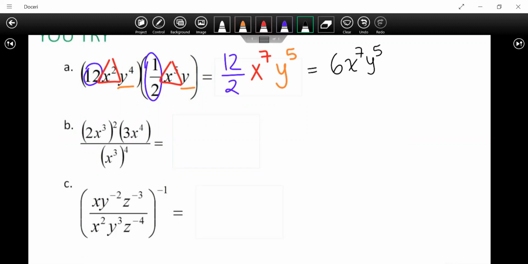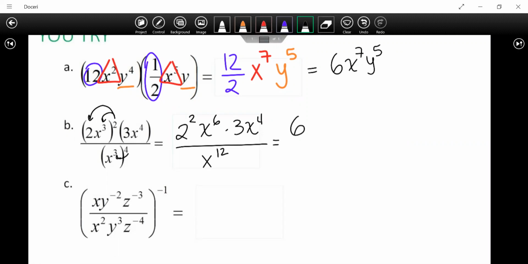I'm going to go ahead and group across before I do this. I see that I have an exponent on the outside, so I want to take that and distribute to each term. 2 squared, 2 to the 6th, 3x to the 4th is going to remain the same. There's nothing that we can do with that yet. The bottom, I see that it's raised to another power, so it's going to be x to the 12th. I'm going to group everything and simplify first. So, sorry, 2 squared is 4. 4 times 3 is 12.